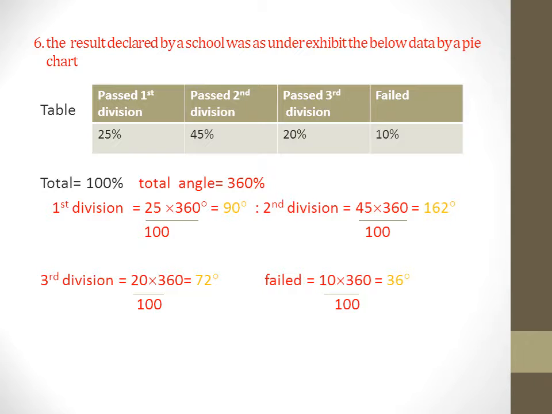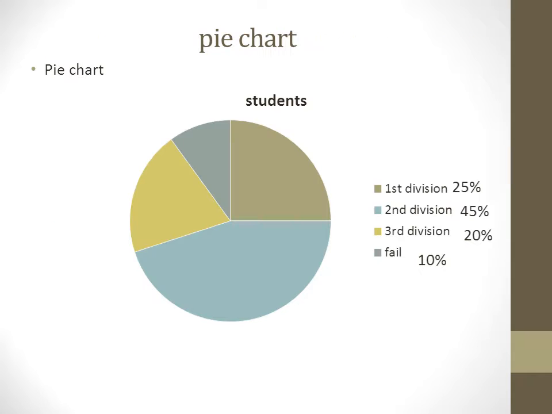Using this data we have to draw a pie chart. So I am using the above data to draw a pie chart. First division 25 percent. Observe, it is clockwise. Next second is 45 percent, that is getting a bigger sector. Third division 20 percent, and fail is 10 percent. Okay, this is a pie chart.